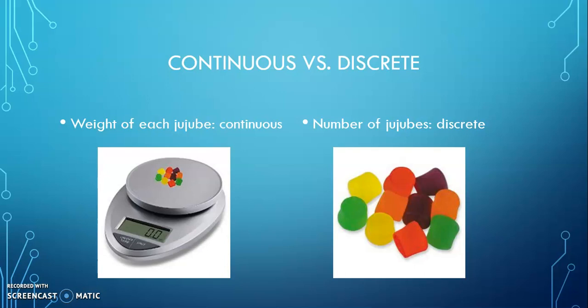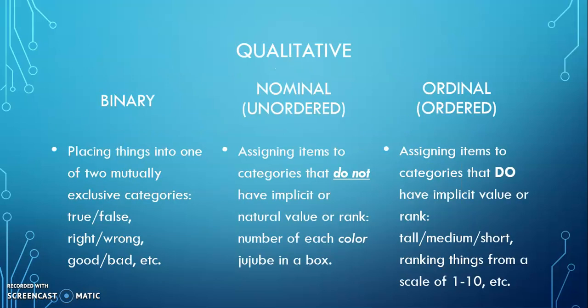use. But if you were to weigh the jujubes on a scale, that's continuous, right? You can get a decimal number for exactly how much these things weigh. But the number of jujubes in the box, that's discrete. There's a set number, and you can't divide it, you can't make it smaller, so it's a discrete number. Okay, so that's quantitative data. It can be broken down again into continuous quantitative data or discrete quantitative data.